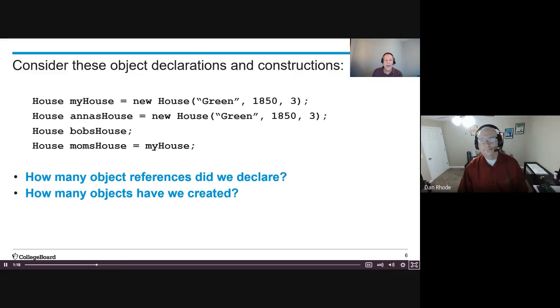So how many object references do I have here? Well, if you look at where it says House myHouse, annasHouse, bobsHouse, and House momsHouse, those are my 4 object references that I've declared. So I've got 4 object variables. And then how many objects did I actually create? Well, we go over to the right-hand side. And here, when I said myHouse equals new House, and it's a green house, 1,850 square feet and 3 bedrooms, annasHouse is also a green house with 1,850 square feet and 3 bedrooms, but these are separate objects, right?